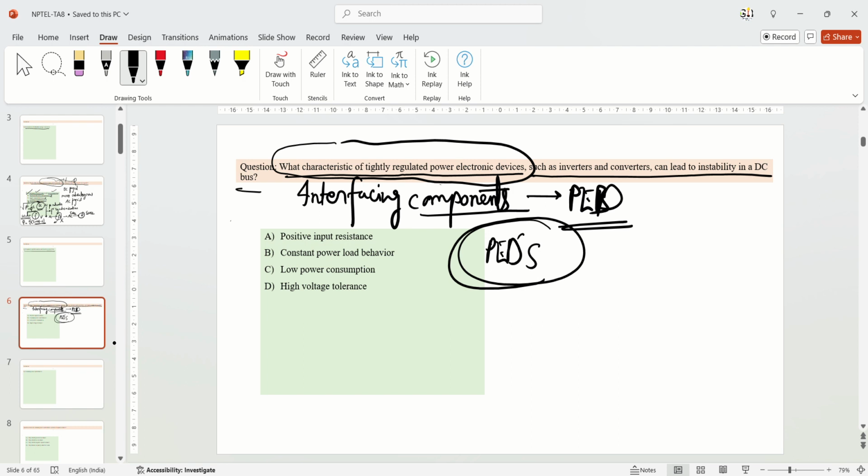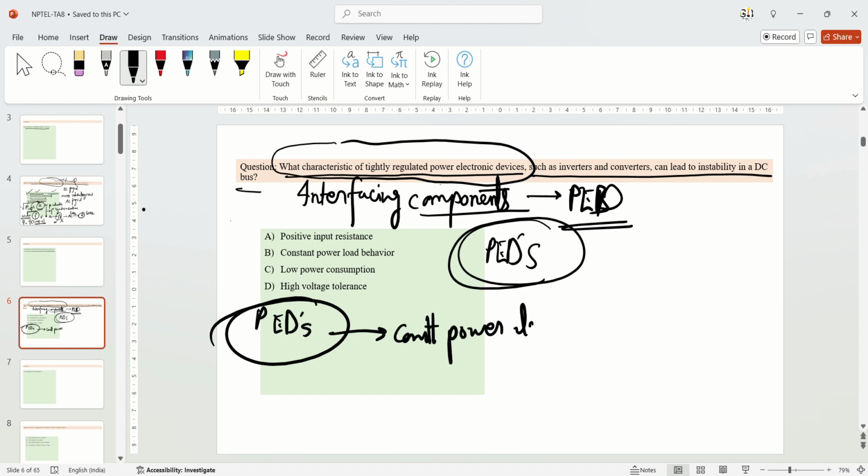Okay, let me give the solution for this. Suppose you have these PEDs, which are interfacing components with these renewable energy sources. They have one characteristic: they behave as a constant power load. P is equal to constant in this case.